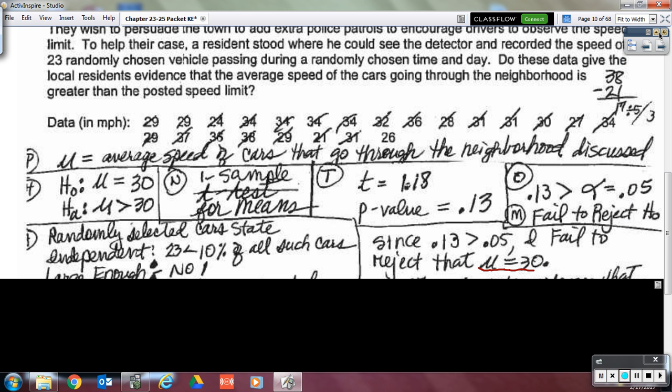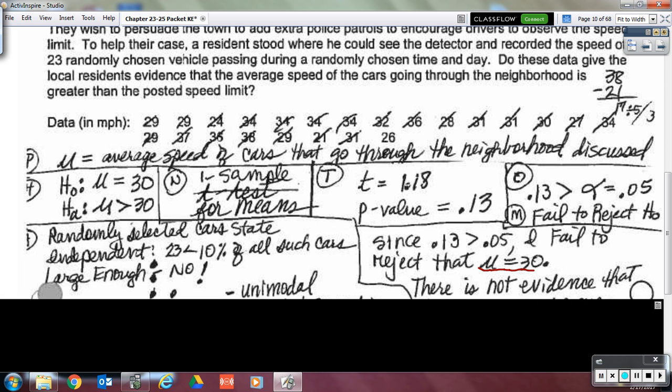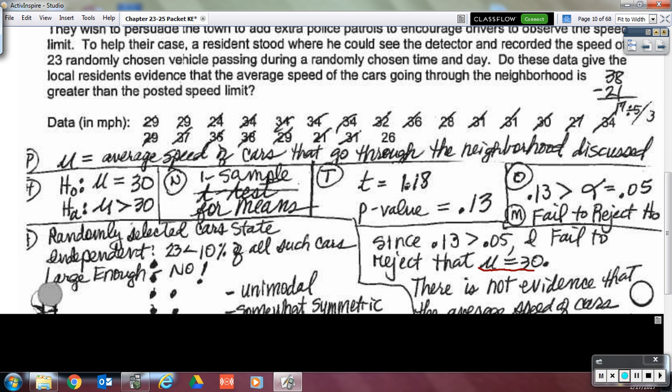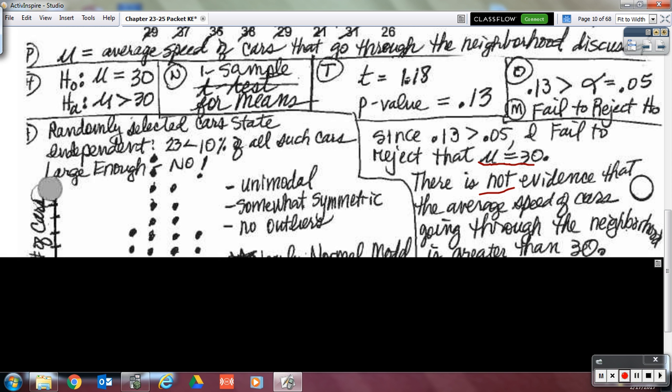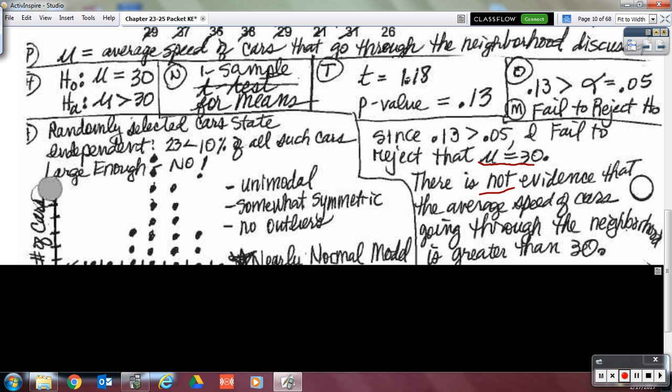If I am not rejecting that, then what am I saying about the alternative? Second sentence should be about the alternative. I do or I do not have evidence of the alternative. I do not. We'll do conditions over here on the left in a second, but we're just working with this conclusion on the right-hand side here. There is not evidence of the alternative. There is not evidence that the average speed of cars going through the neighborhood is greater than 30.